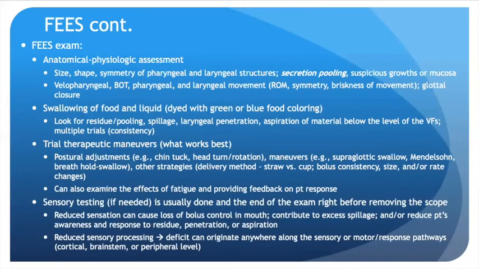So during the FEES, you will assess anatomy and physiology. You will trial a variety of different foods. You might trial some different therapeutic maneuvers and perform a little bit of sensory testing if needed. So relative to anatomical and physiological assessments, you're looking at the size, the shape, the symmetry of various pharyngeal and laryngeal structures. Look at presence of secretion pooling, which is a significant predictor of aspiration pneumonia. You might look for suspicious growths or mucosa. You'll look at the velopharyngeal, the base of tongue, pharyngeal and laryngeal movement. You're looking at range of motion, symmetry of movement, the briskness of the movement, looking for adequate glottal closure.